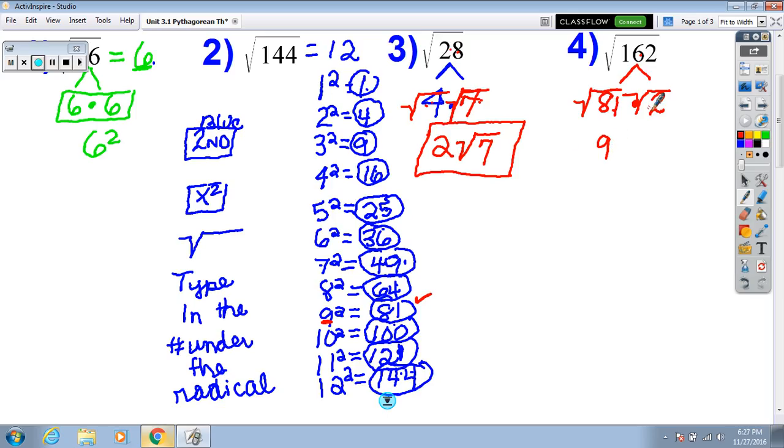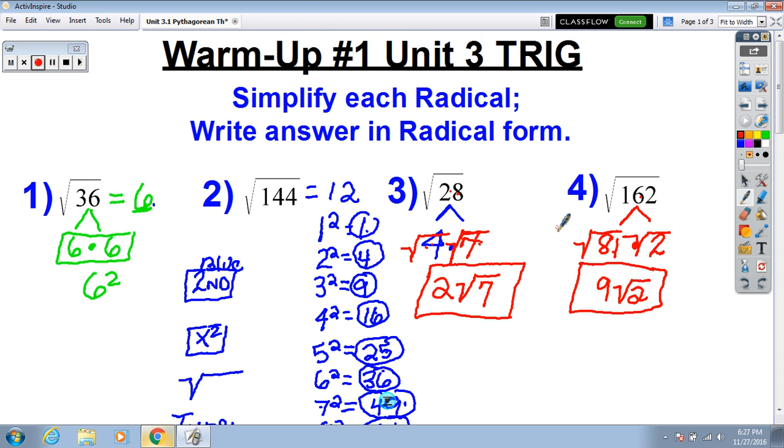And since 2 is not a perfect square, it stays underneath the radical. So this is a big number, 9, and the 2 is underneath the radical. There's my answer. So this completes the warm-up for today. If you need to go back and review how to simplify your radicals, this warm-up will be available on my website so that you can go back and look at it anytime you need to. You must know how to simplify radicals in order to be successful in this unit. So please go to my website and watch this video as much as possible.